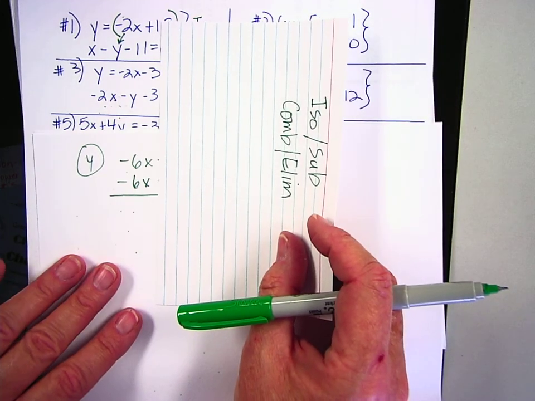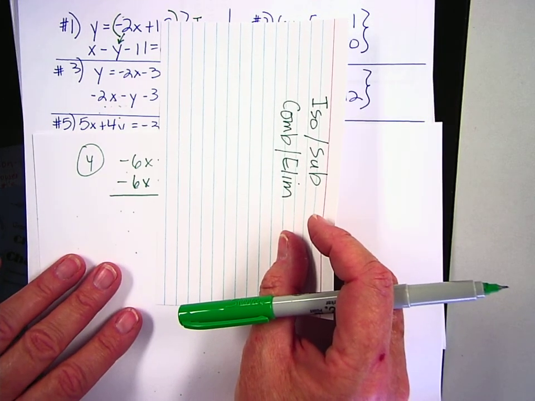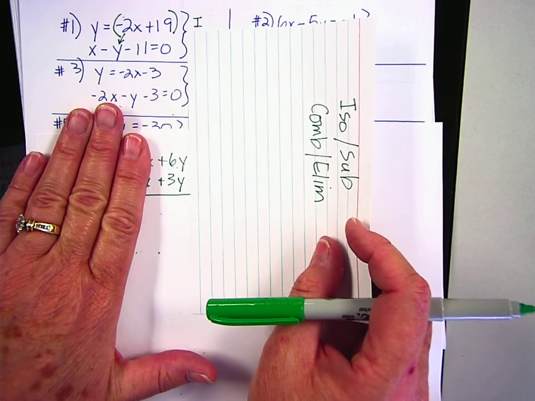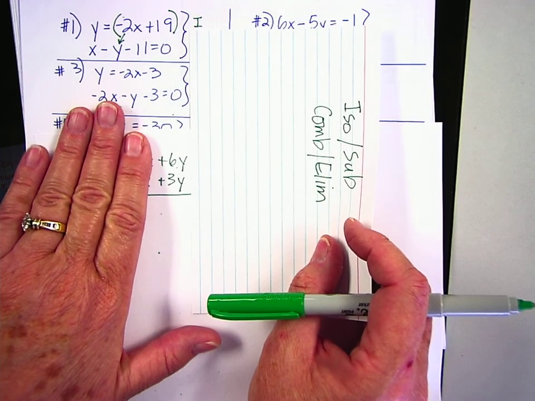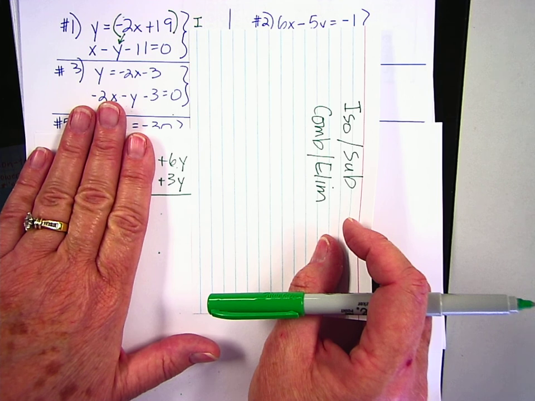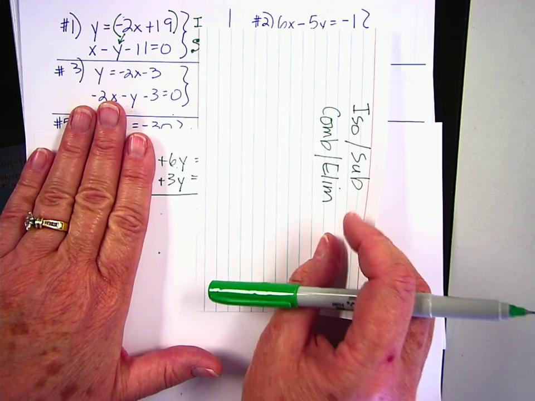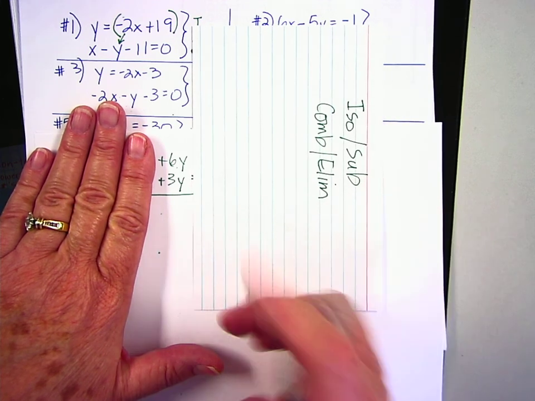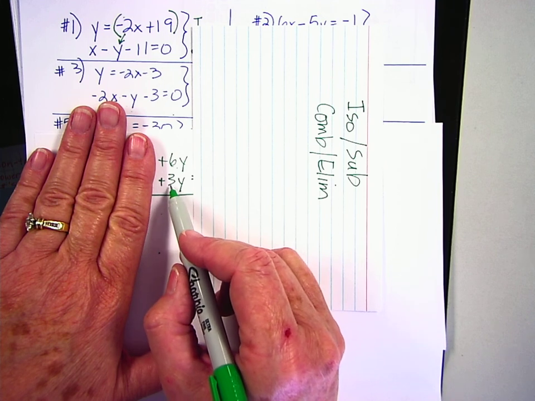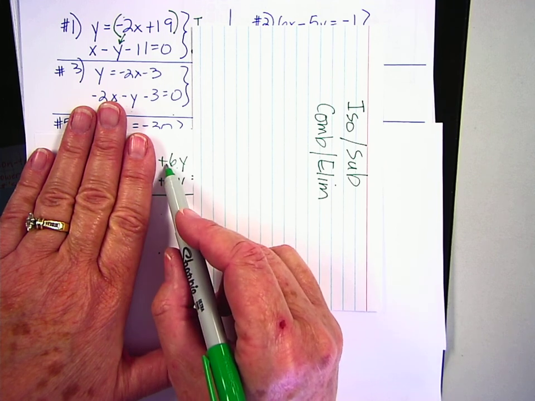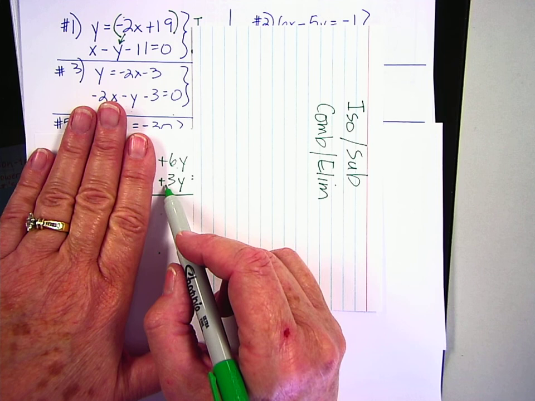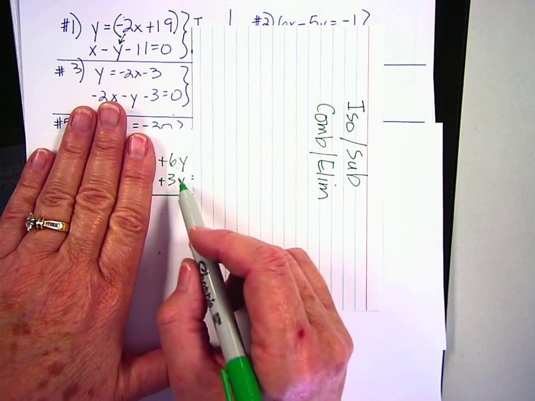I could probably manage to cancel out my x's without too much trouble. I could also manage to cancel out my y's without too much trouble. I think I'm going to cancel my y's. So if I want to do that, I have to make this negative 6y so that it cancels out with positive 6y. And in order to do that, I need to multiply this by negative 2.